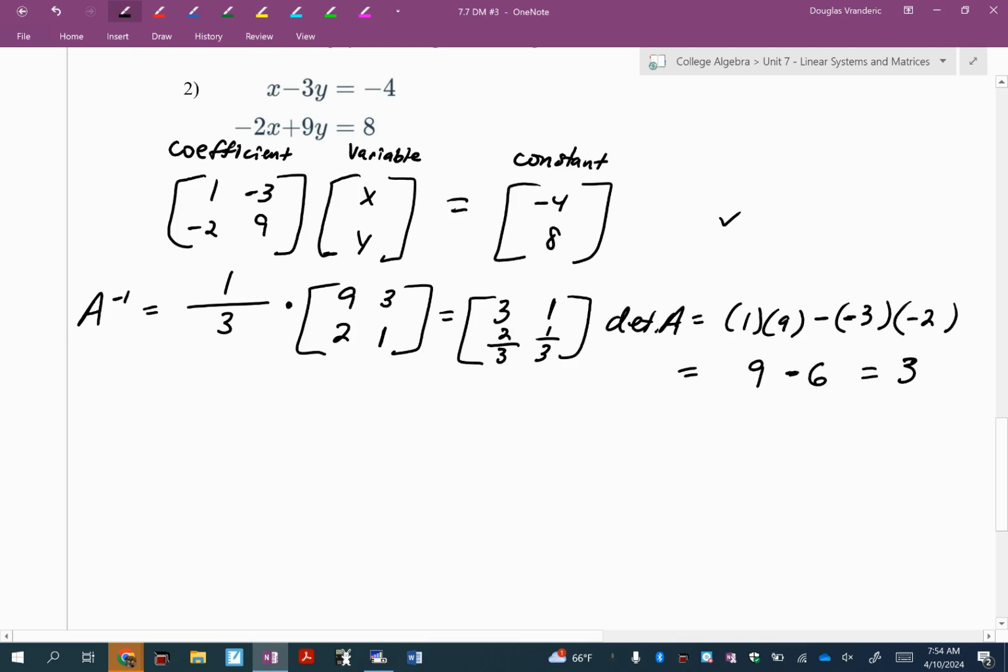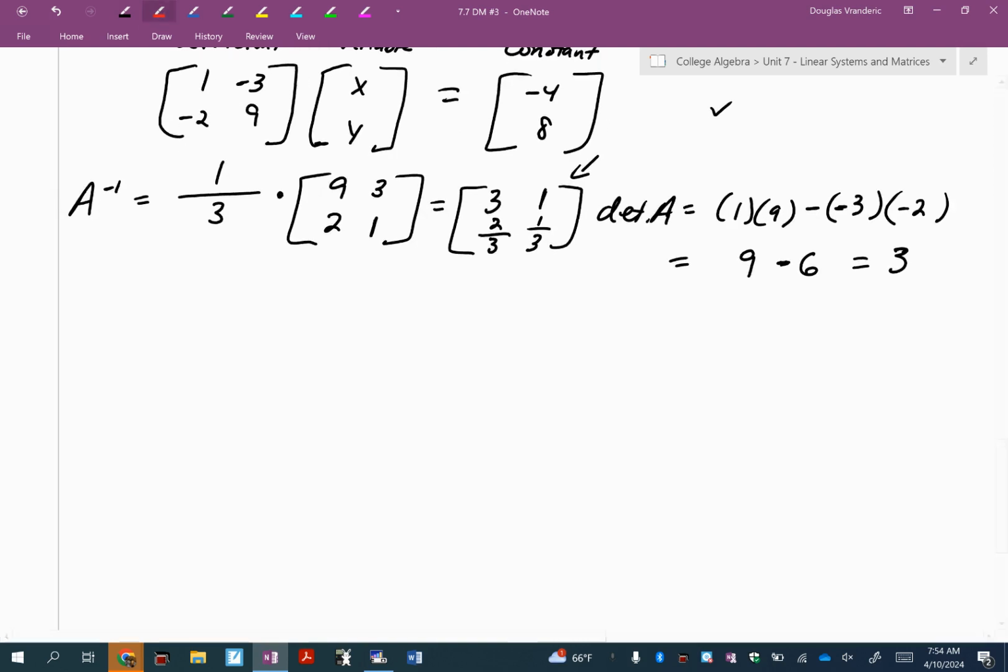Feel free, if you want to make it simpler, you could have written 9/3. You could have written 3/3. I don't care, because ultimately I just want to use this to then find the answer matrix. So this matrix is what I'm going to use to multiply by both sides of my matrix equation to essentially solve for my x and y. So I'm going to write down that matrix that I just found, called the inverse matrix, in front of my matrix equation.